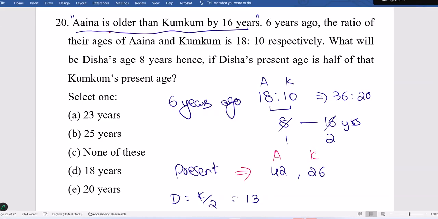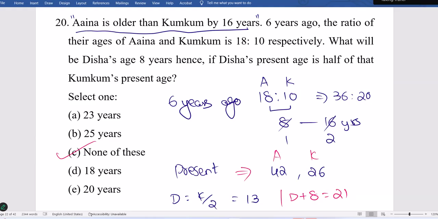Disha is half of Kumkum. Now 8 years hence, it should be 21. None is not the answer, none is available. Answer is 21. Hope it's clear.